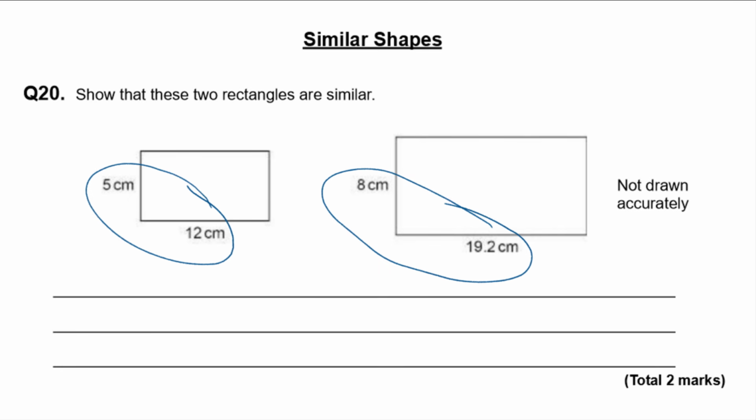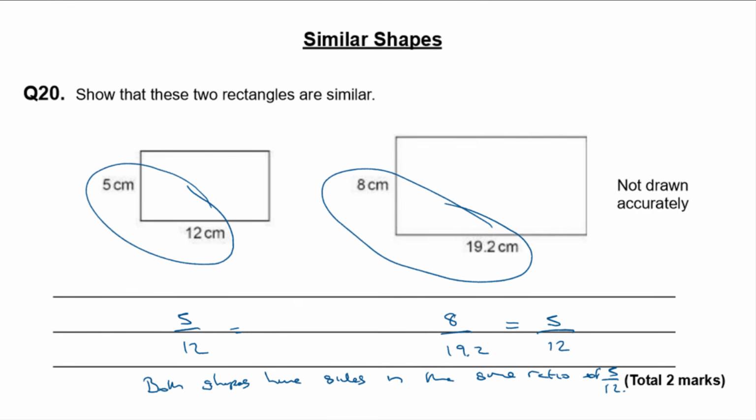So what's 5 over 12? 5 over 12 is, well, it's just 5/12, isn't it? And what is 8 over 19.2? Type that into my calculator. 19.2. That's also 5/12. Okay, so that's it. So I'm just going to say that both shapes have sides in the same ratio of 5 over 12. Okay, I think that would do.